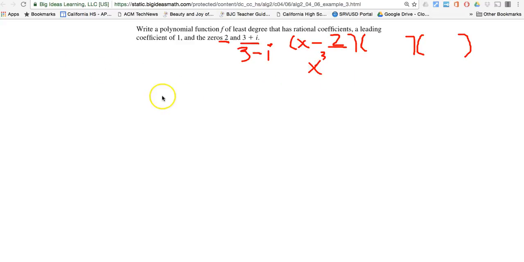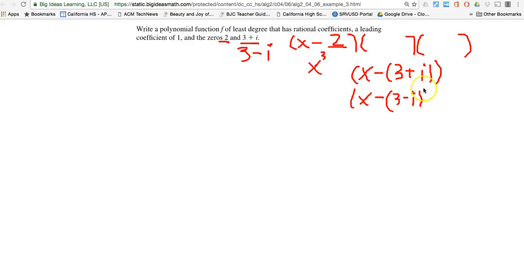So I'm going to write on the side here what our factors should be, and then we'll check and make sure we're right. So we already have x minus 2. Remember, all of our factors are created by just doing x minus whatever our zero is. So in this case, our first one is 3 plus i. So we always write these in parentheses just to help keep track of our signs. So we have x minus (3 plus i) and x minus (3 minus i).